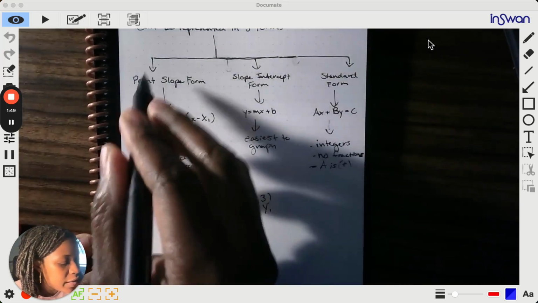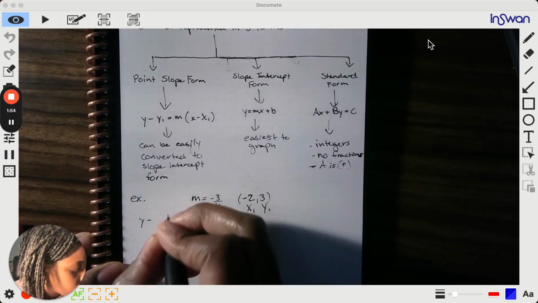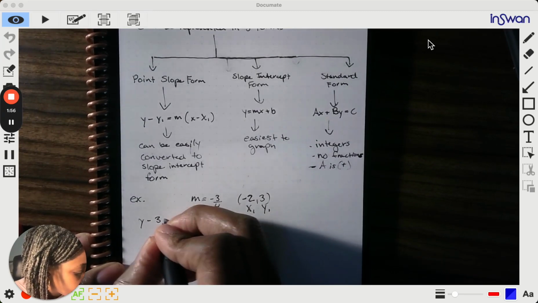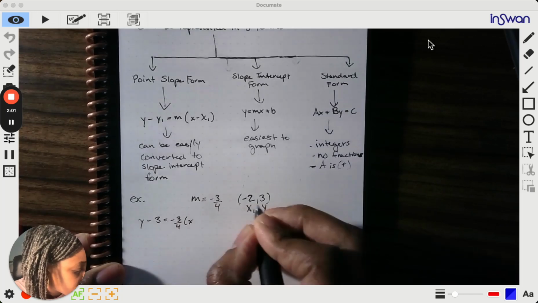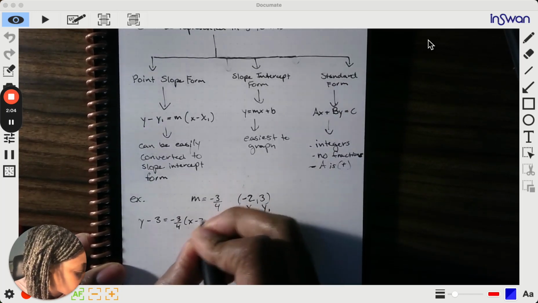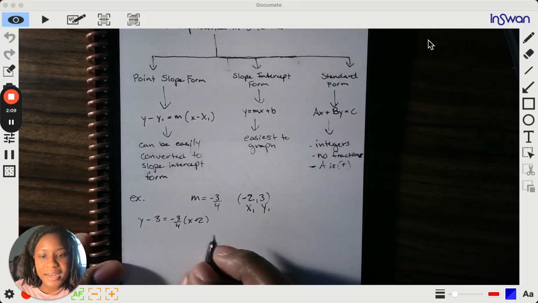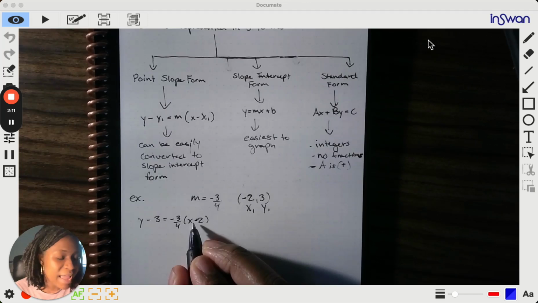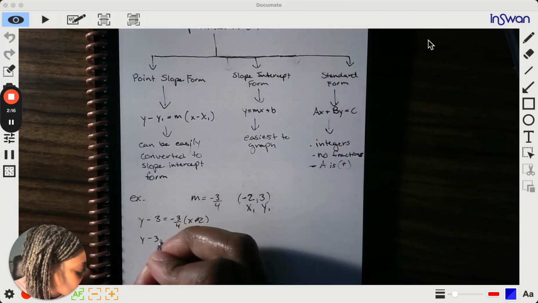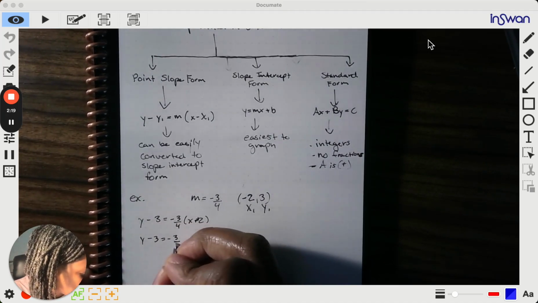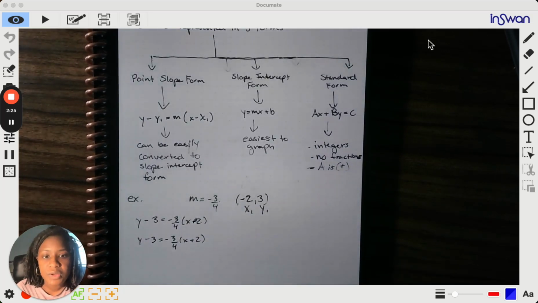Now, I'm going to write a point slope form of this equation first. I'm going to do y minus y1, which is 3, equals m, which is -3/4, times x minus x1, which is -2. Oh, minus -2. I got a double negative right here. When I'm trying to subtract a negative number, turn it a positive. So I'm going to do y minus 3 equals -3/4 (x plus 2). I have that equation now in point slope form.